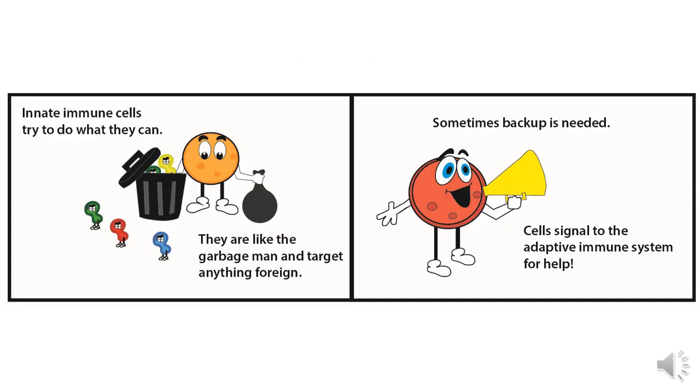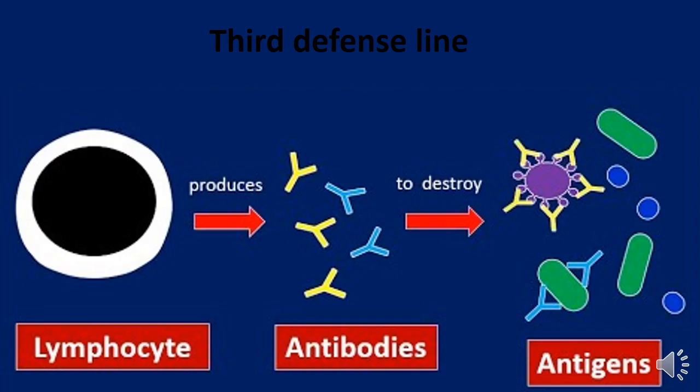So when do we use the specific immune response? So this is the innate immune cells. They act as the garbage man. But sometimes some viruses and bacteria get away and they can get inside our body. So it needs backup. Who is this backup? It is the adaptive immune response. So today we will start with the humoral, as we said.